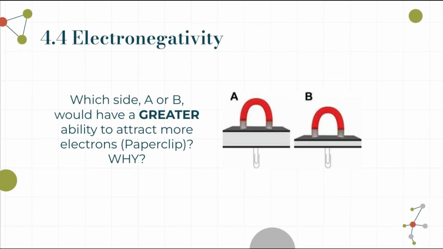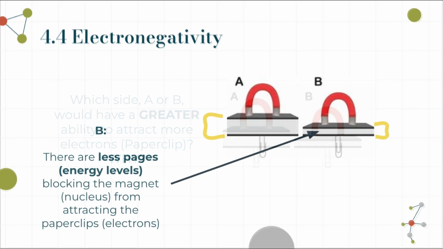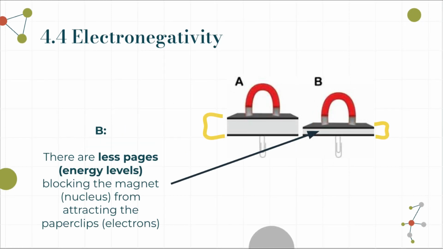Now, the question that appears on the screen is something I want everyone to think about. We see two books with two different magnets. Picture A has a thicker book and picture B has a thinner book. Both of these magnets are trying to attract the paperclip. Now, assuming the magnets have the same magnetism and the only difference is the thickness of the books blocking the magnets, which side, A or B, would have a greater ability to attract more electrons, or the paperclip? And why? And for the final reveal, the answer was B.